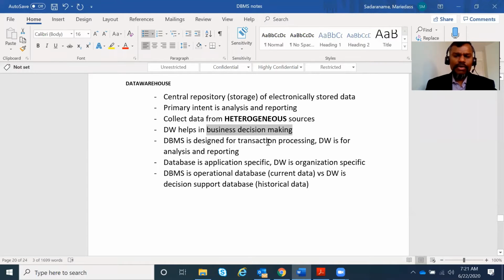DBMS is designed for transaction processing, whereas data warehousing is for analysis and reporting, right? That's what we've been talking about. So that's where I explained. A database will store day-to-day data. Anything transactional means a unit of work.